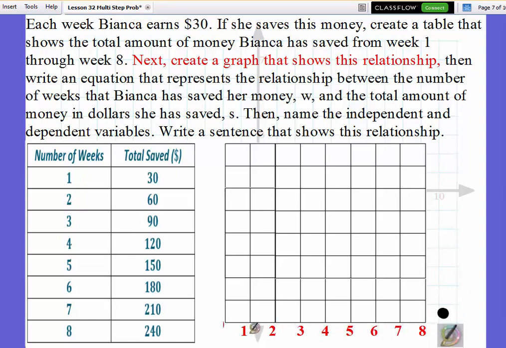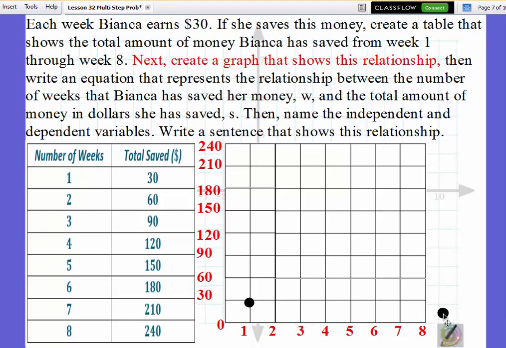We're going to try it and see if it works out. So my X-axis is going to be my number of weeks. My Y-axis will then be my total amount saved. And now I'm going to plot my dots. The first week is going to be week 1 and 30. 1 comma 30.